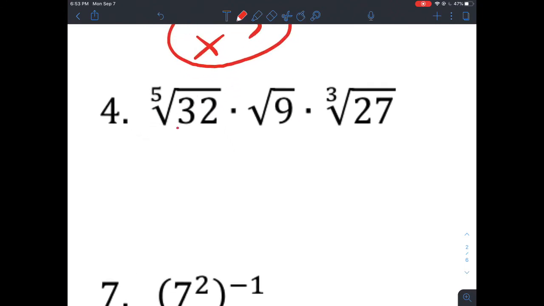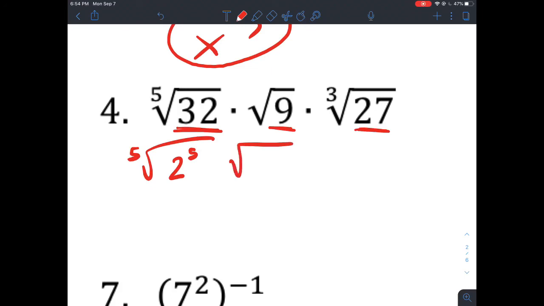All right, so number 4. Now, usually when you have something like this, one goal should be to try and get all of these numbers in the same base. But looking at these, we cannot get these numbers into the same base. 32 is a base 2, 9 is a base 3, and 27 is also a base 3. So let's go ahead and just see what happens when we put them into their bases. So 32 is the same as 2 to the 5th power. 9 is the same as 3 to the 2nd power. And 27 is the same as 3 to the 3rd power.